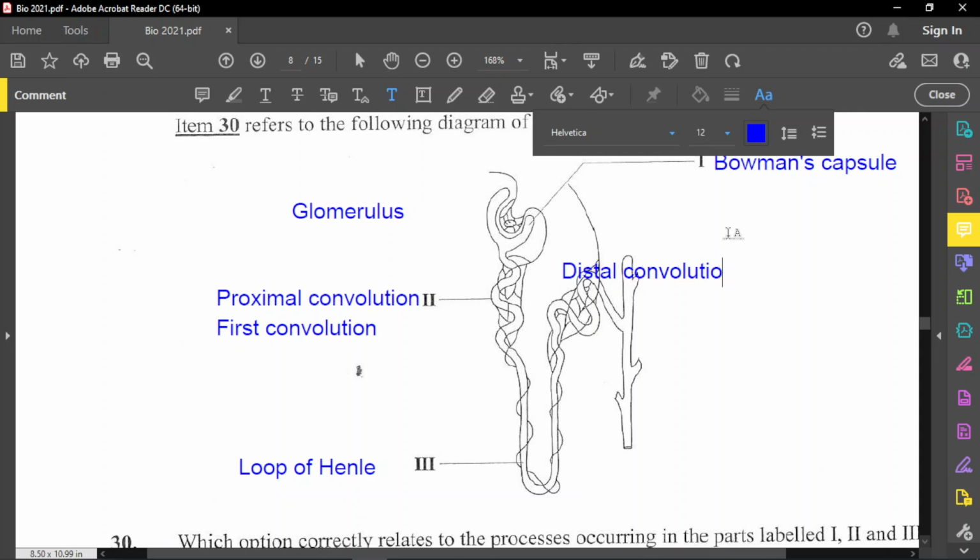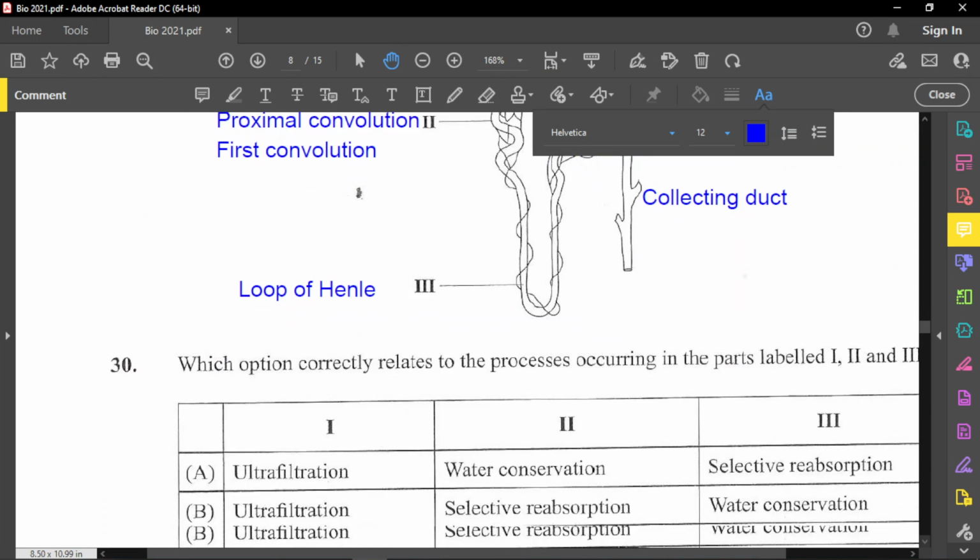And this structure right here is called a collecting duct. All right, a collecting duct. Okay, so just know how to label this. And the capillaries will be all over the nephron as well. So just in case you need that, you can also label accordingly. I just want to point it out.